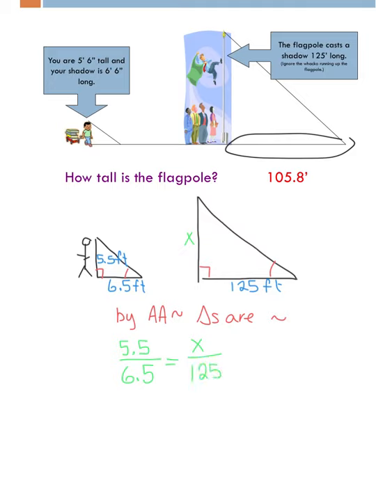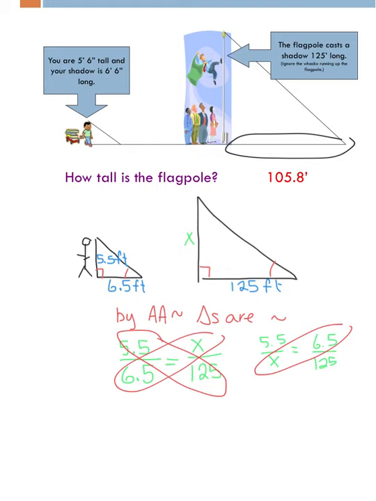I could have switched this. I could have done 5.5, the height of the human, over X, the height of the flagpole. But then I have to stay consistent. If my numerator is human lengths, I would have to put 6.5 over 125. Now when we cross multiply, you would see it wouldn't matter. In fact, I'm going to write that really quick. If I did 5.5 over X and set that equal to 6.5 over 125, notice that when I cross multiply, here I'd have 6.5x, here I'd have 6.5x. Here I'd have 5.5 times 125, here I'd have 5.5 times 125.